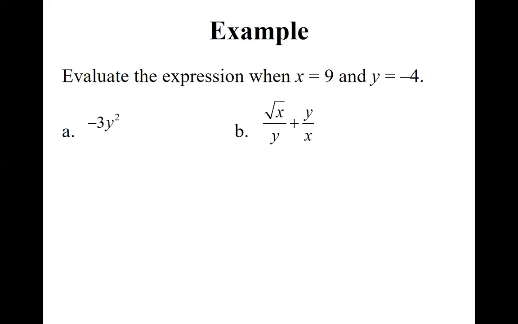Okay. For A and B, we're given x equals 9 and y equals negative 4. Let's look at A first. The expression we're given is just negative 3y squared. We are plugging the entire negative 4 in for y. So since the entire y was squared, the entire negative 4 is squared. That tells us that the negative 4 must be inside of parentheses.